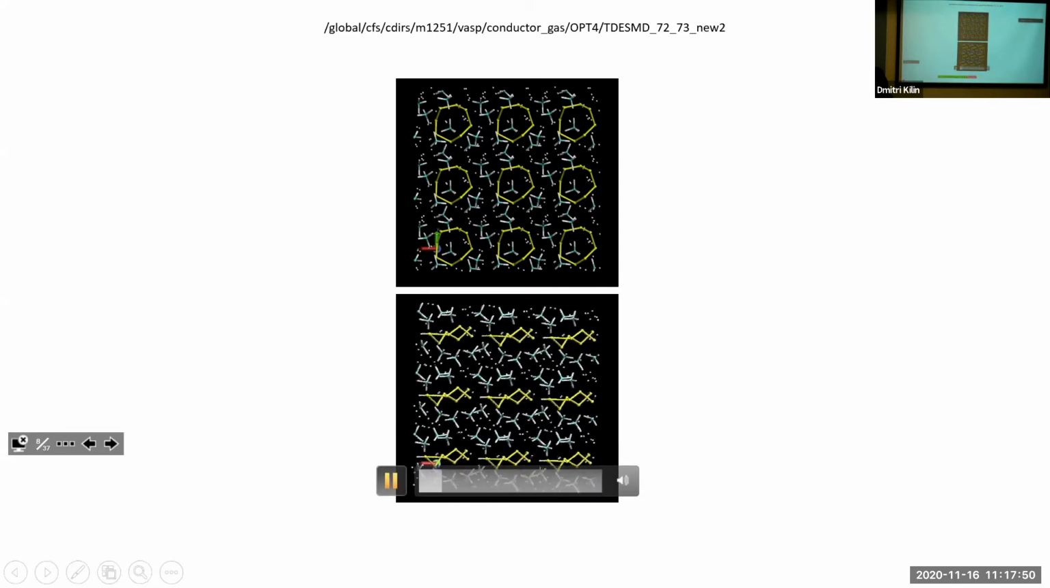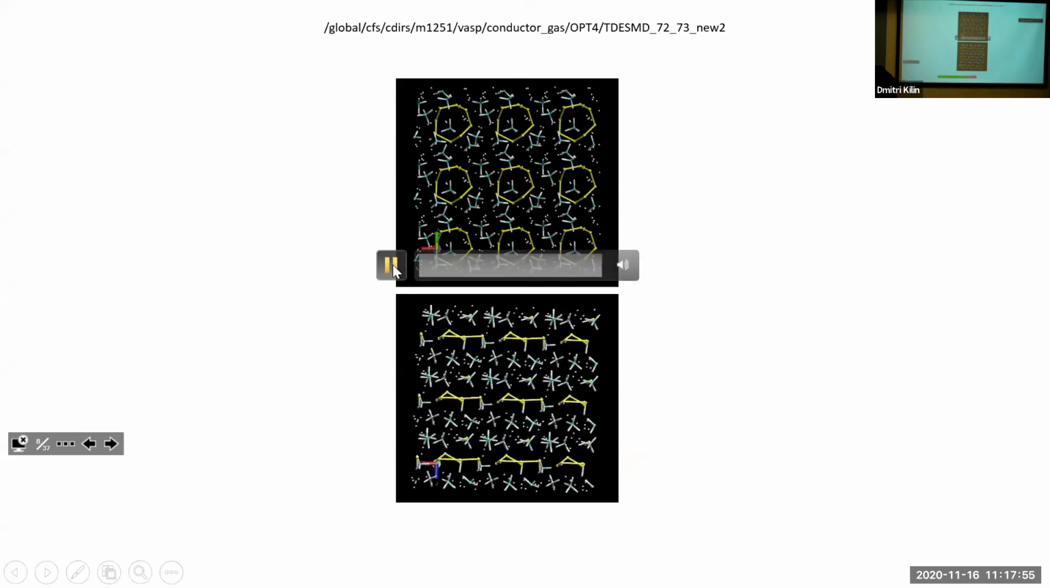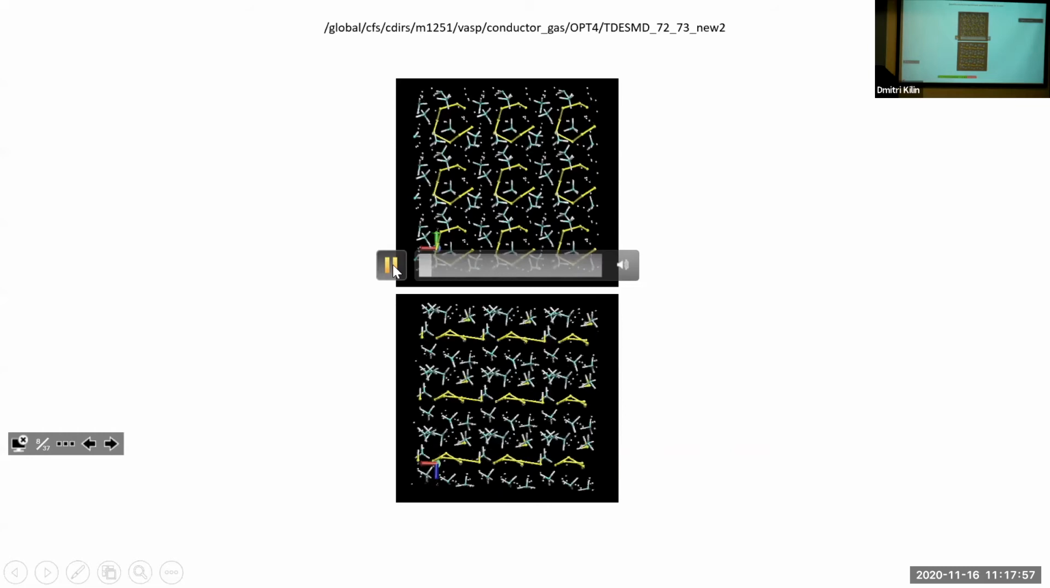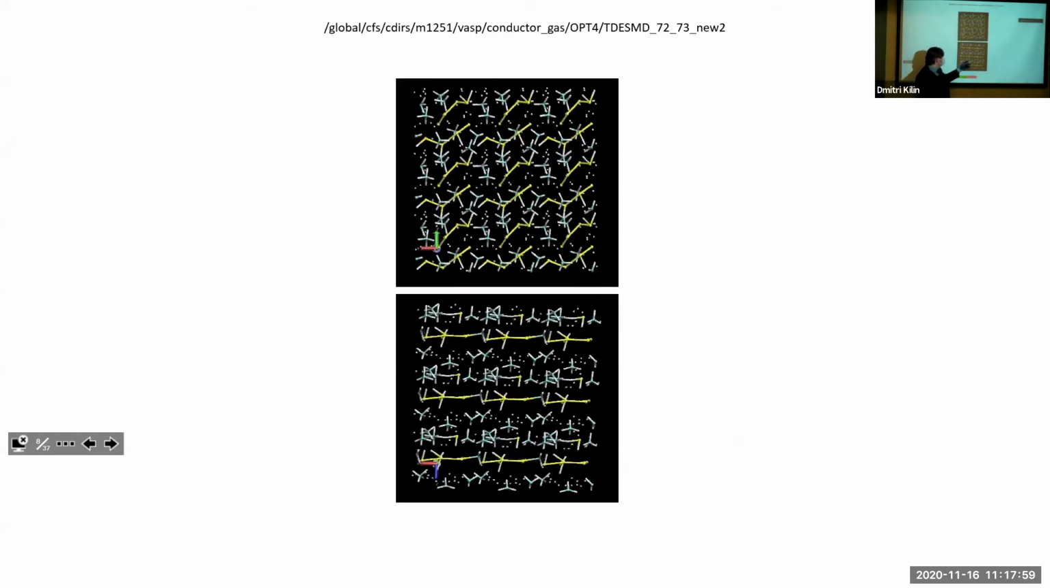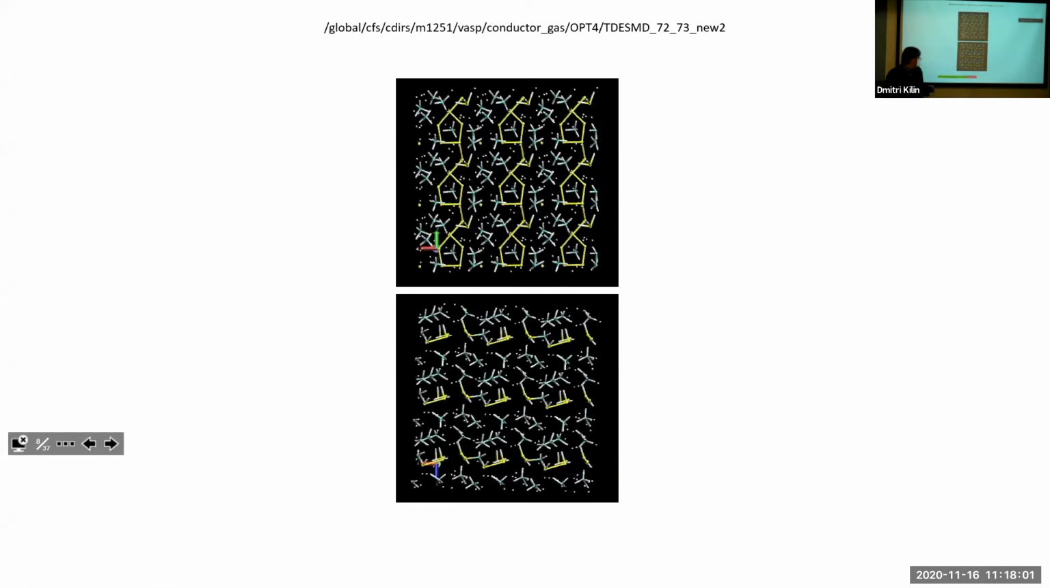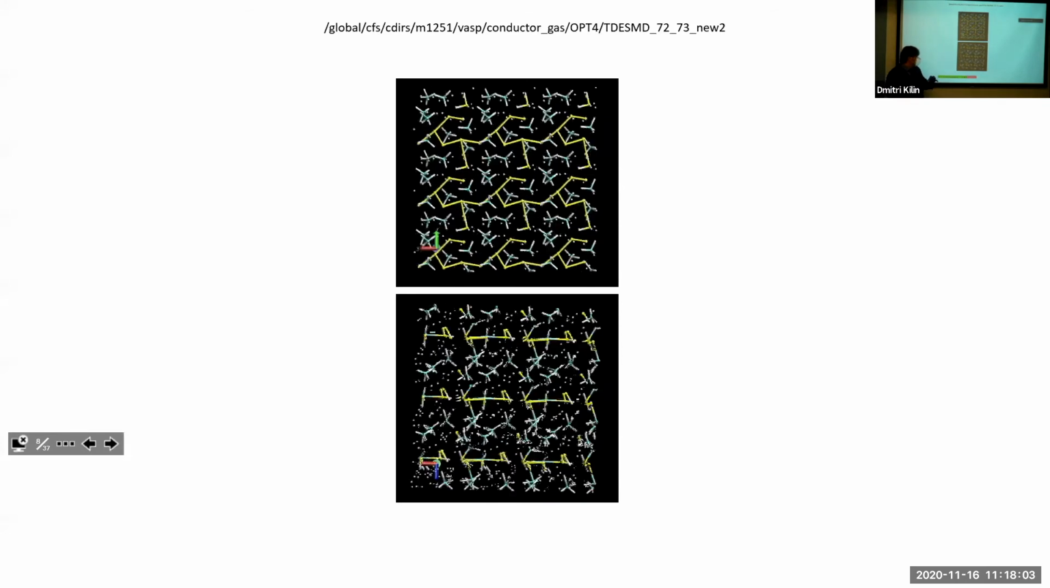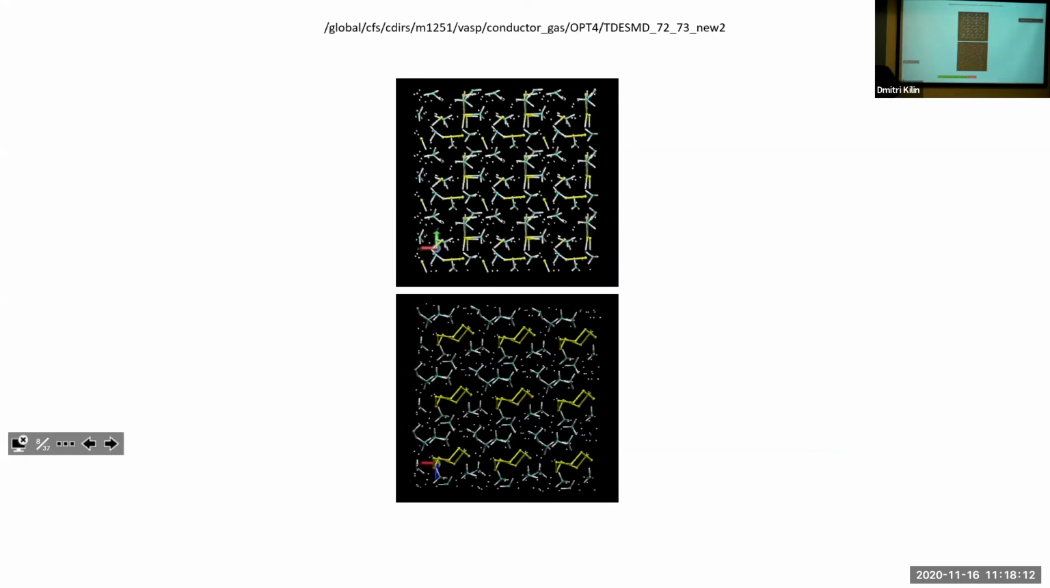It's just some movies of how this ring is broken, and a few H2S molecules are formed. And then it will be a continuous distribution of H2S, methane, and hydrogen that eventually arrives at the superconducting phase.